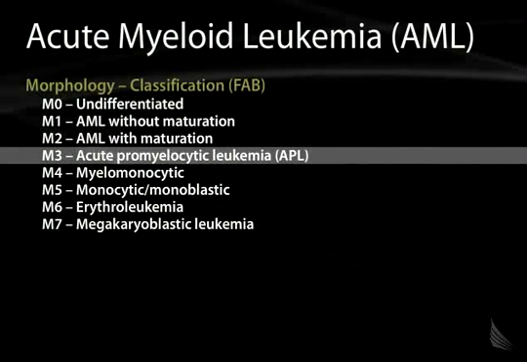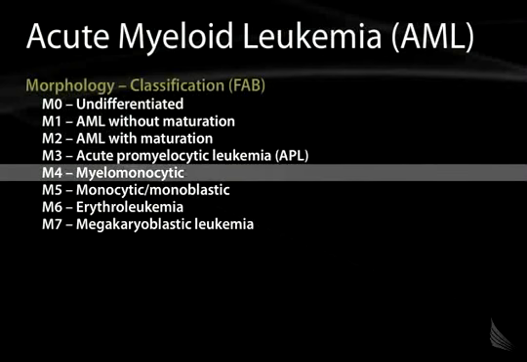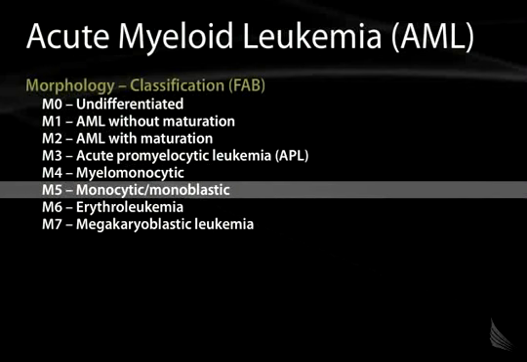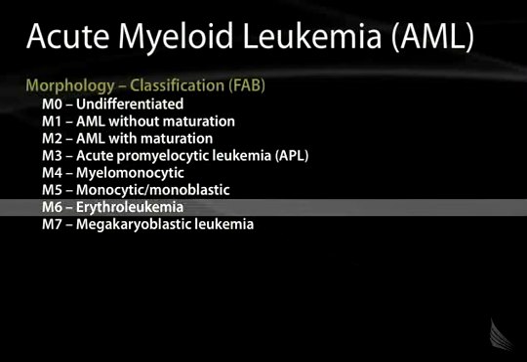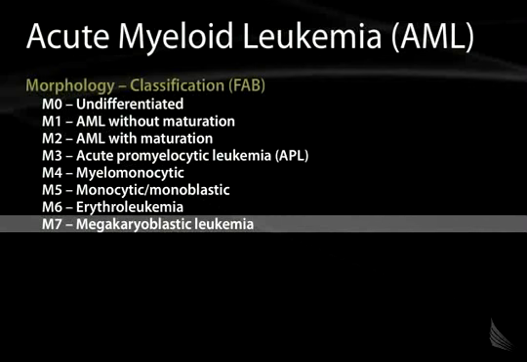M3 is acute promyelocytic leukemia, abbreviated APL, and there are some specific medications that can be directed against APL. M4 is myelomonocytic, so it is of the monocyte lineage. Same thing with M5, monocytic to monoblastic. M6 is an interesting entity called erythroleukemia, where the erythroid precursors are the ones that are dividing out of control. And in M7, it is megakaryoblast leukemia, so the platelet precursors are the ones dividing out of control.